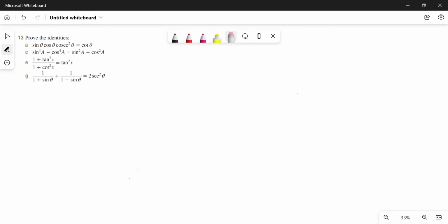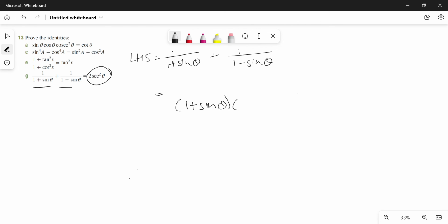All right, let's look at the last one. So G. So we've got two things that we're adding, and there's one thing here. So we really want a common denominator. So let's have a look at our left-hand side and make a common denominator. So if we times each of these denominators by each other, well, then we'll have a common denominator. So our common denominator will be 1 plus sine theta, 1 minus sine theta. And when we do that, what do we get on the top of this fraction? We'll have to times it by 1 minus sine theta, so 1 times 1 minus sine theta. And this one, we would have to times by 1 plus sine theta.